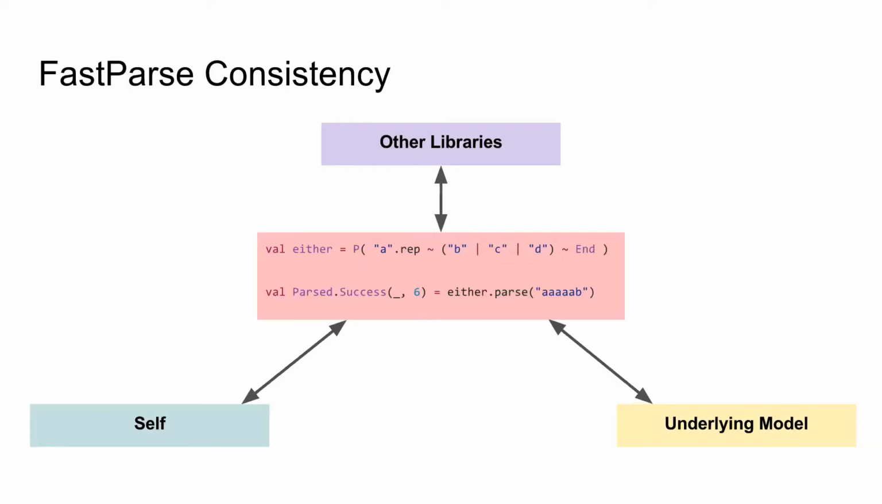Another library that, at least I like to think, is intuitive is my own FastParse library. This lets you define a parser using this syntax. So either parser is p, like a.repeat, b or c or d, followed by end of the parse. And you call the thing.parse, and you get the result object.